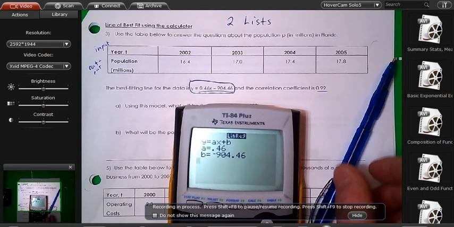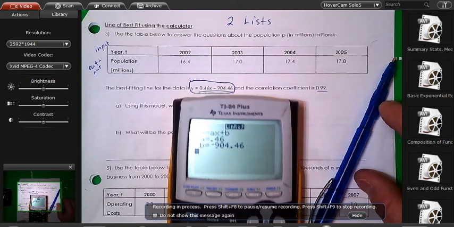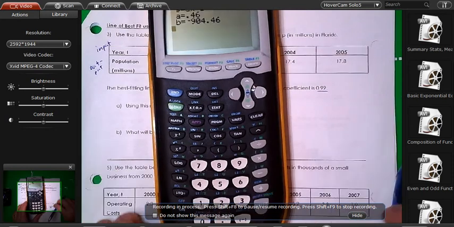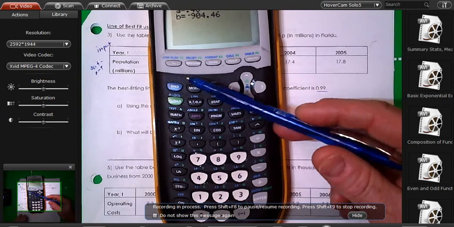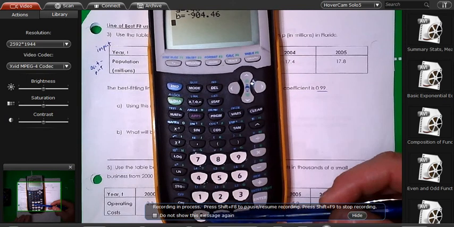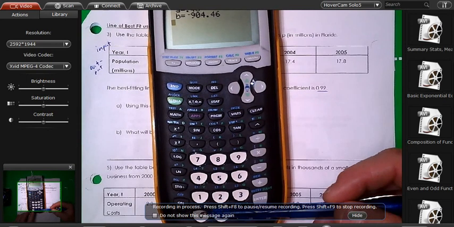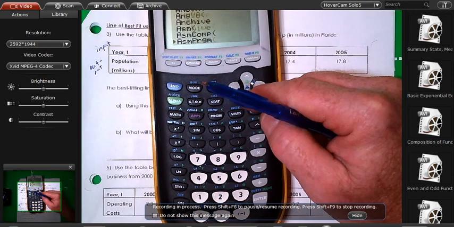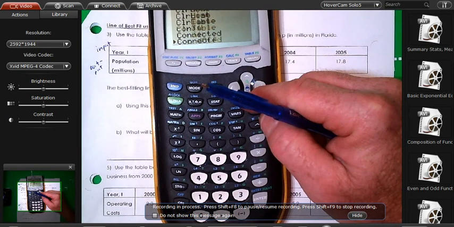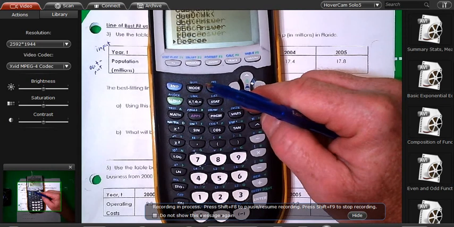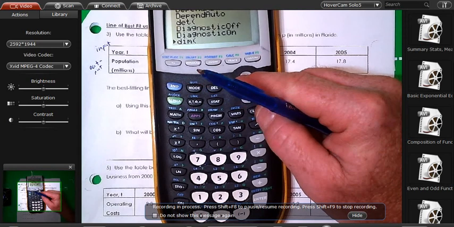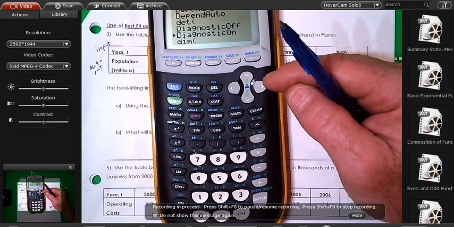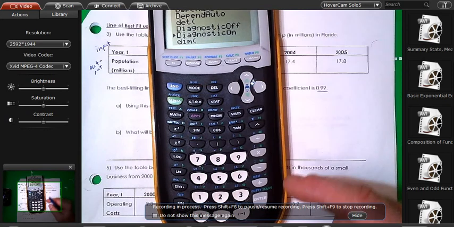Well, you can see my calculator. All right, we're going to press second and then 0. Second, 0. That takes us to a catalog. We have to scroll down until we get to the D's. These are in alphabetical order. And there is a D that says diagnostic on. Does everybody see diagnostic on? You need to turn that on. So we're going to press enter on diagnostic on.